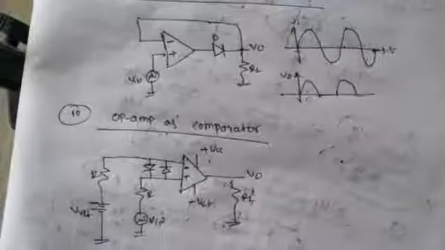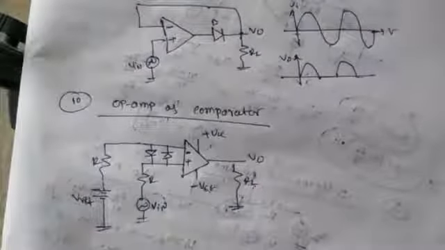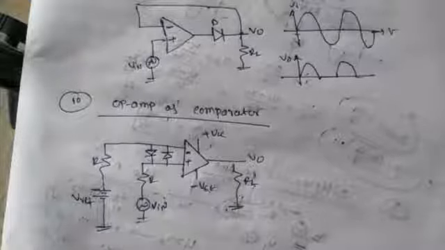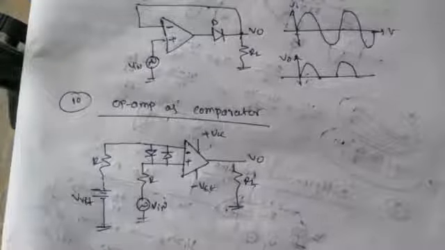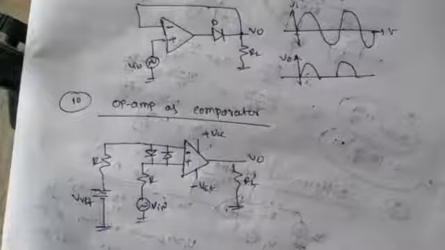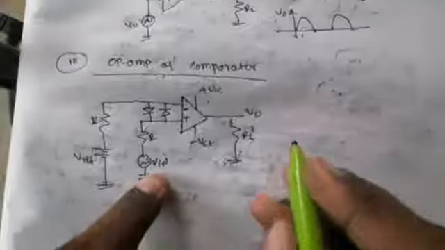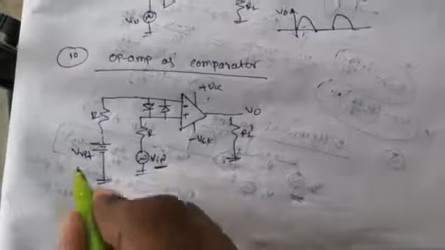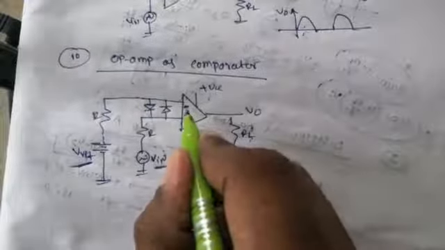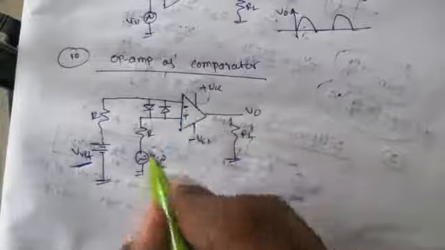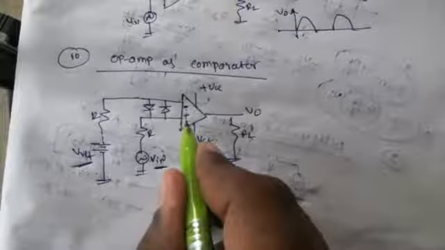And finally we will discuss op-amp as a comparator. What is the comparator? Comparator means the input voltage will be compared with the reference signal. Of these two, whichever is greater, based on that the output voltage will be present. The input voltage will be compared with the reference voltage. That reference voltage will be applied to the negative, meaning inverting mode, and the input voltage will be applied to the non-inverting mode. These two will be compared.